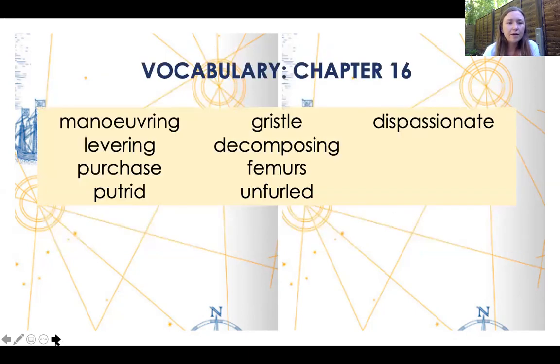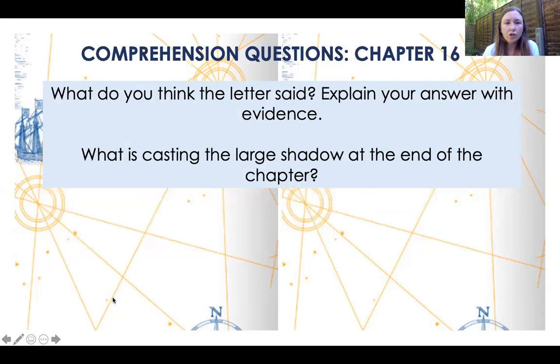Chapter 16 vocabulary: manoeuvring, levering, purchase, putrid, gristle, decomposing, femurs, unfurled, dispassionate. What do you think the letter said? Lupe reads the letter that was inside the locket because Isabella makes her realize that her father has been killed, presumably by the Tibicena. What do you think the letter said?